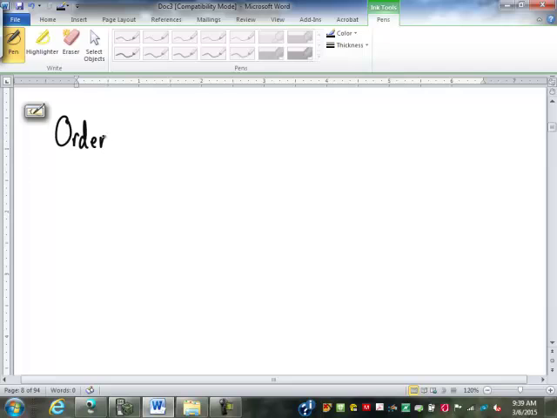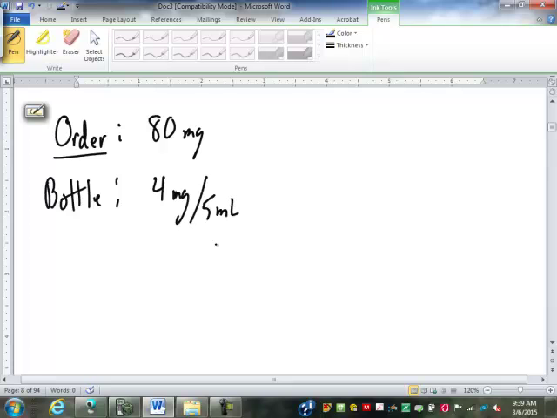Say our order is for 80 milligrams. And we look on the bottle or the vial, and it is labeled as 4 milligrams per 5 milliliters is the concentration. So to set this up, our ordered dose is 80 milligrams. Our on-hand dose is 4 milligrams. Has to be the same units as the ordered dose. It has to be milligrams there.